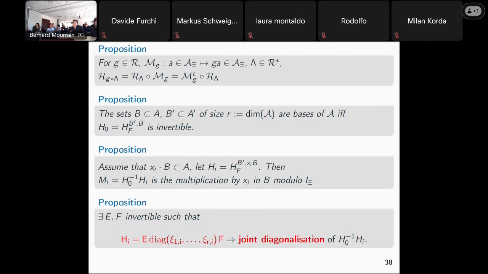We have a joint diagonalization of each block Hi, which is this block, where we have E times the diagonal of the coordinates i of the roots times F. So a joint diagonalization of all these matrices, and this also means a joint diagonalization of all these H0 inverse times Hi.